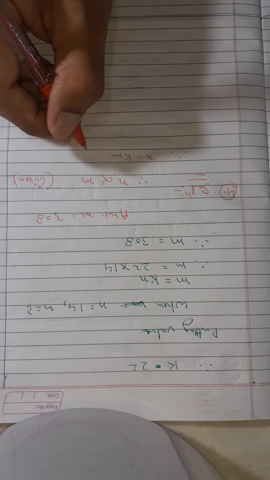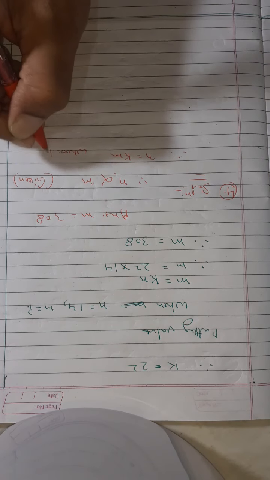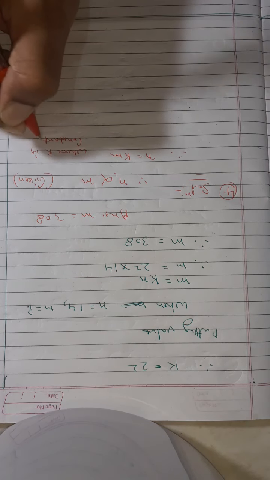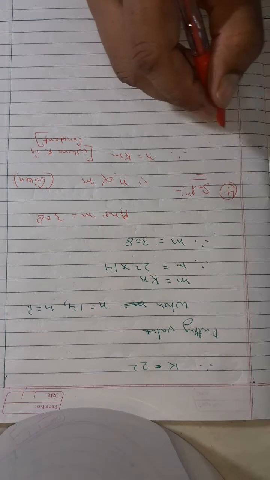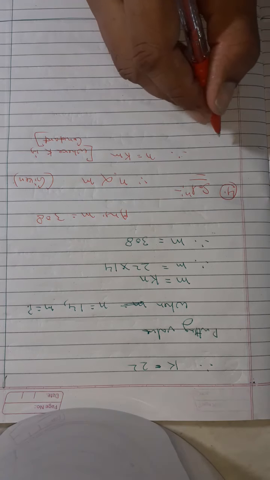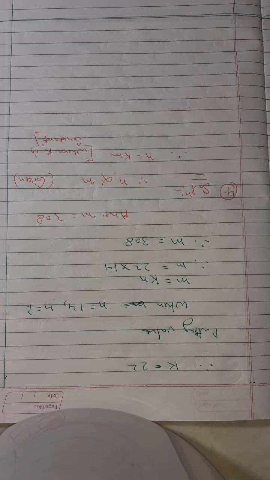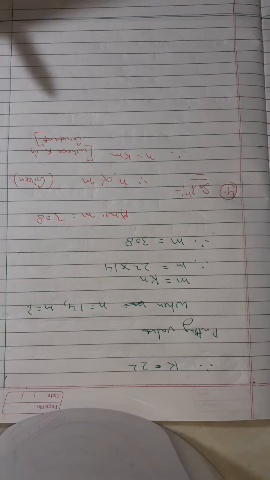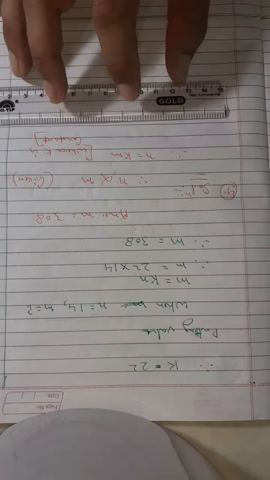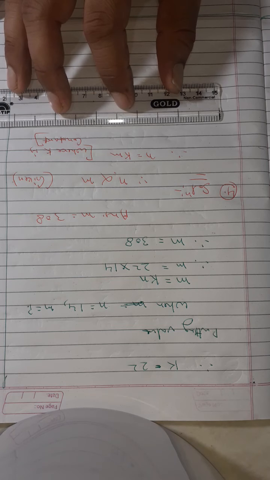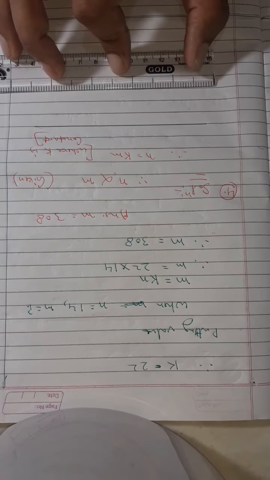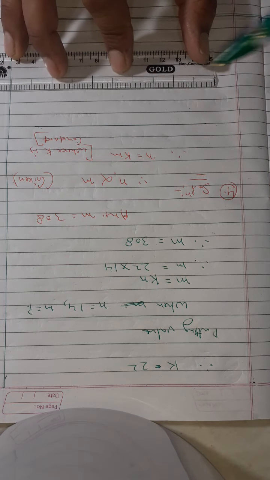Clear? Where k is constant. Clear? Where k is constant. So come to the first. In the first line it is given here. So I am making a diagram if you are not understanding here. I am making the diagram, then I will make you understand, so that you can better understand.